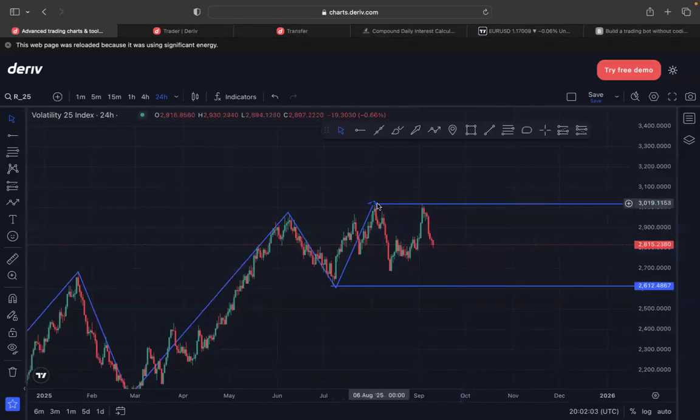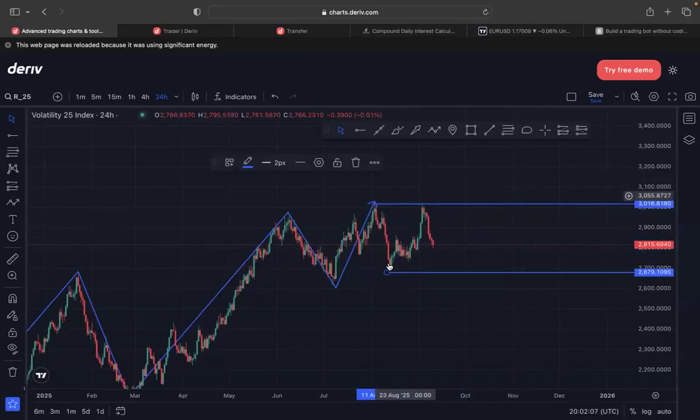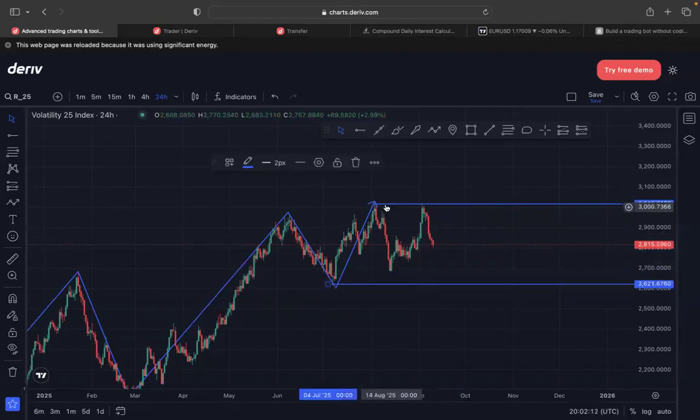Now, a lot of people will think this is our point of interest here. This is not our point of interest, right? This is still our point of interest because we have not had what, a break of structure here. You need to be able to understand this properly.